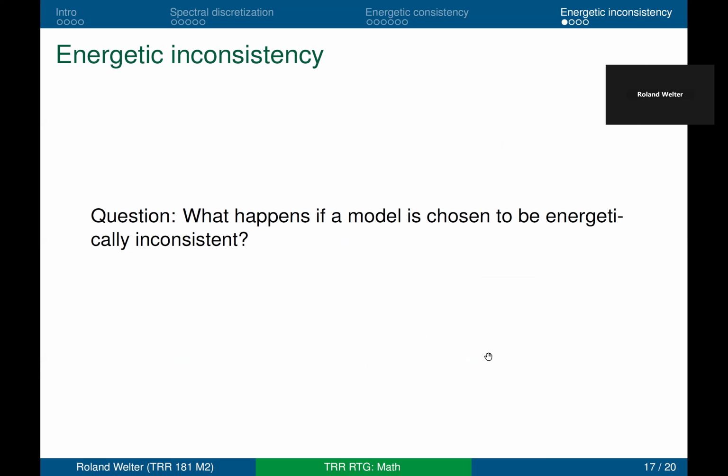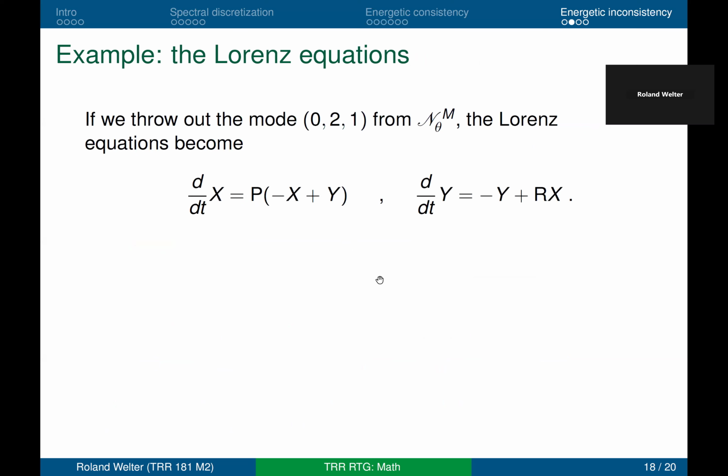And for the final topic for today, we'll consider energetic inconsistency. So what happens if a model is chosen to be energetically inconsistent? As a case study, consider the Lorenz equations. If we throw out this mode, which was responsible for energetic consistency, the Lorenz equations reduce to this 2D system.